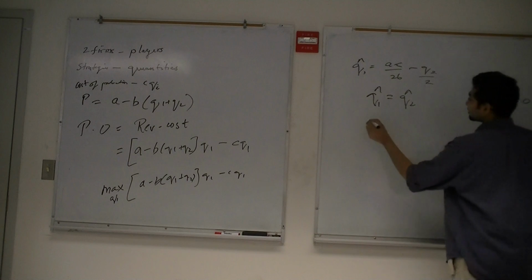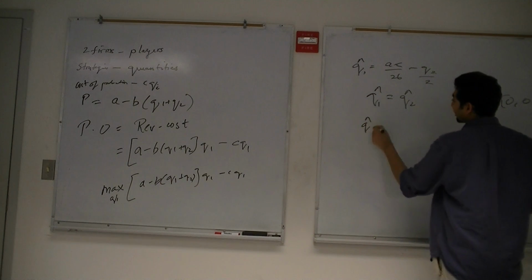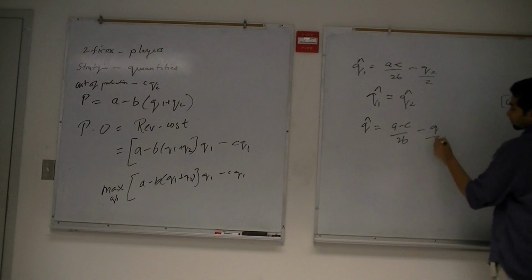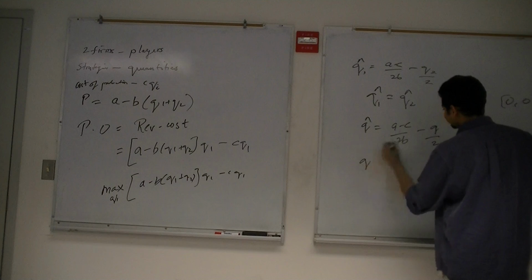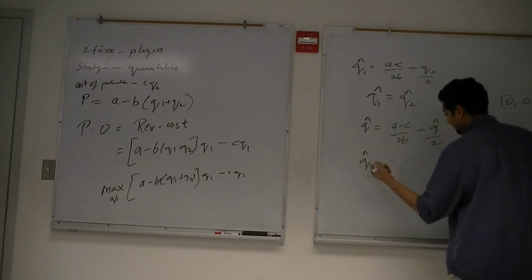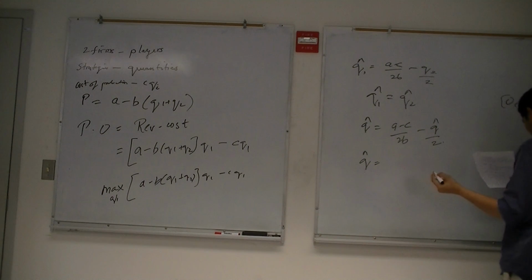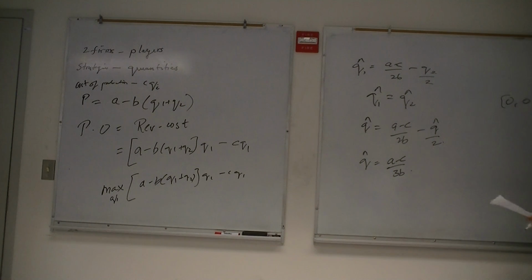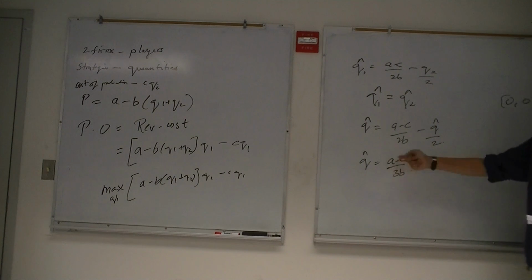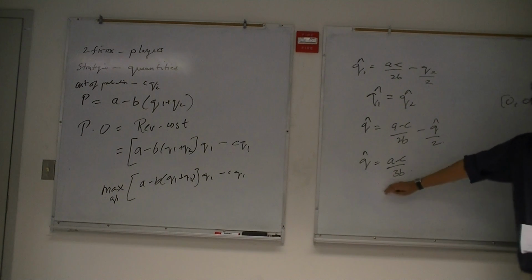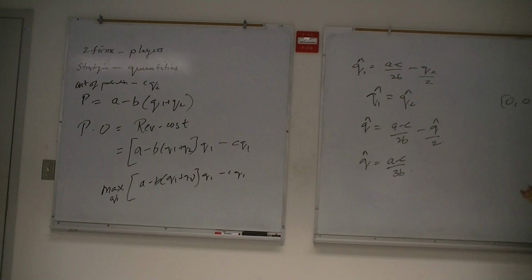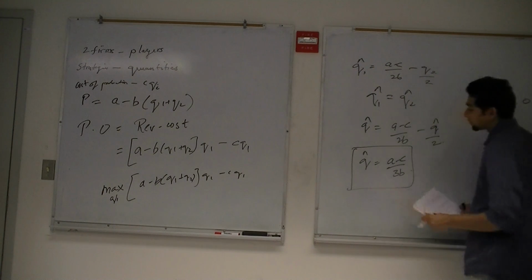So you can Q cap is, and you get the optimal value to be a over 3b. So this is basically the Cournot model. I mean, this is basically to find out the optimal quantities for the Cournot model, where you're looking at simultaneous choices between the two players, and you find out the optimal quantity that would be produced here.